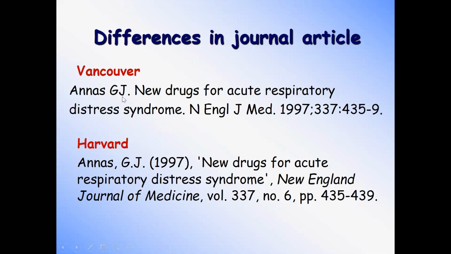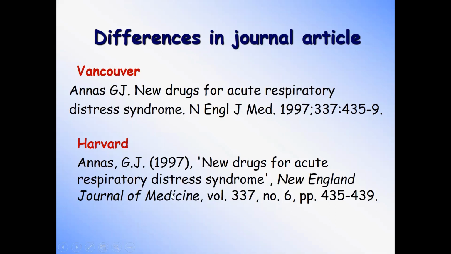These are the initials, GJ, full stop. This is the title of the paper. This is the journal, and then you have the year. This is the volume and this is the page, first page and the last page. So 9 means it is 2, 439 it ends. So whichever page numbers change, you have to change this. This is in the Harvard style.